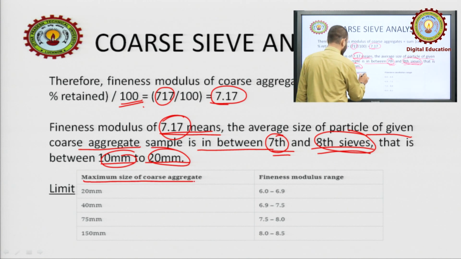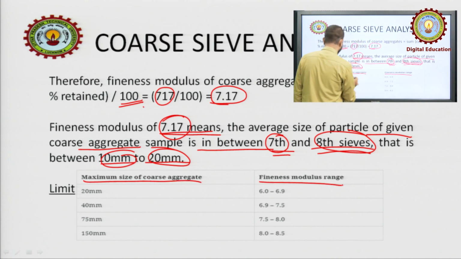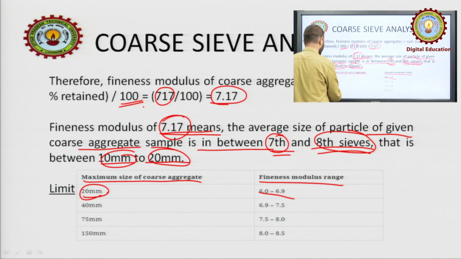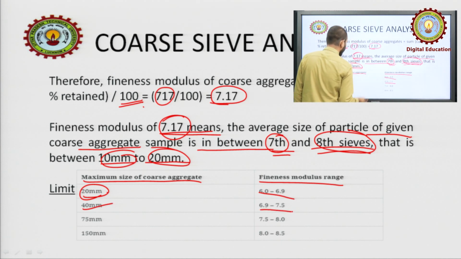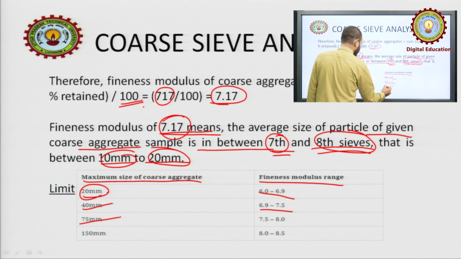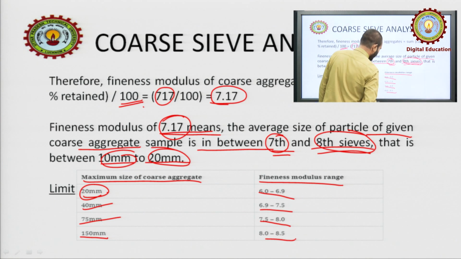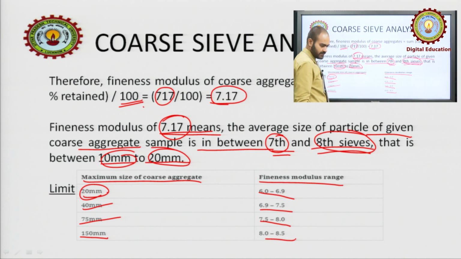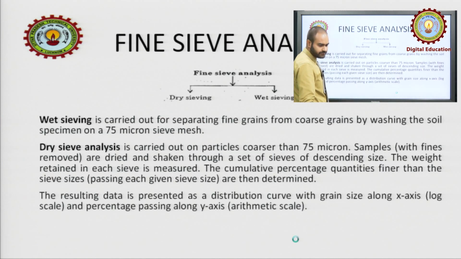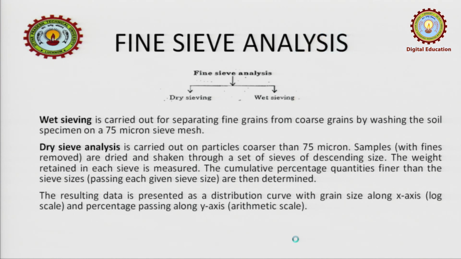Now the maximum size of the aggregate and the fineness modulus are different. For 20 mm generally it's 6 to 6.9, for 40 mm it will be 6.9 to 7.5, for 75 mm it will be 7.5 to 8, and for 150 mm it will be 8 to 8.5. So this was it. Now, fine sieve analysis.